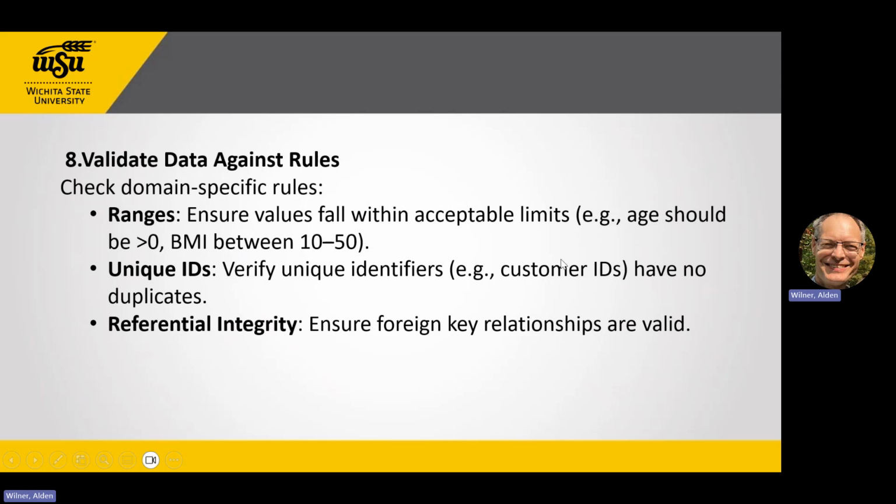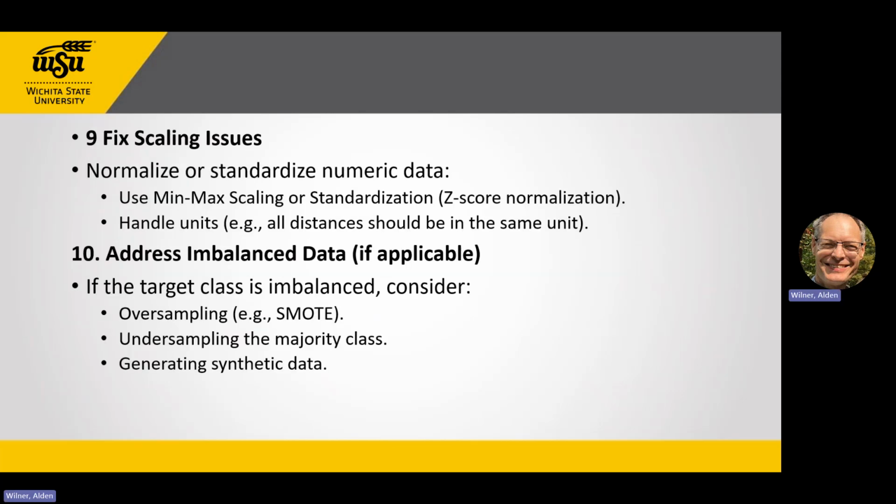Unique identifiers. If we have customer IDs or something like that, and they're supposed to be unique, we should verify that we don't have the same ID with two different names for the customer, right? Referential integrity. We've got foreign keys out there. We want to make sure that those are valid relationships, right? So you can have secondary foreign keys in your database. And Pandas will handle those, but it's your job to find them and fix them.